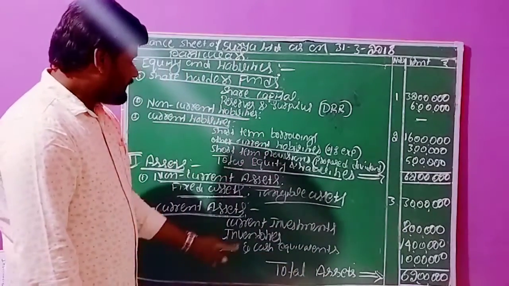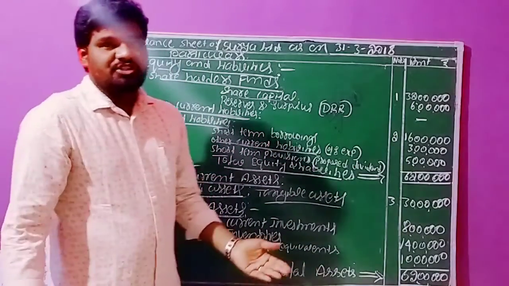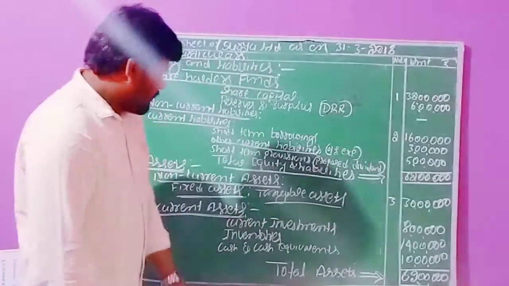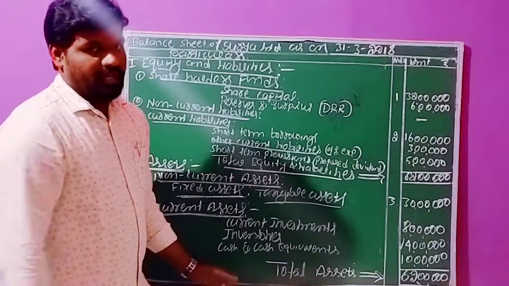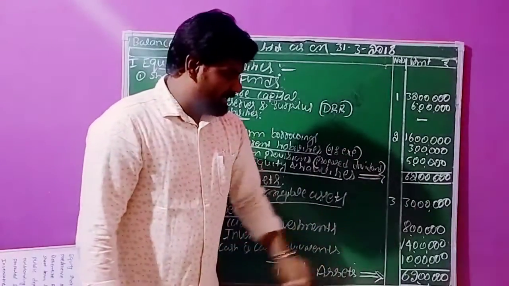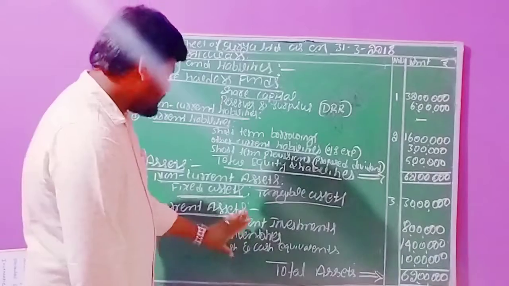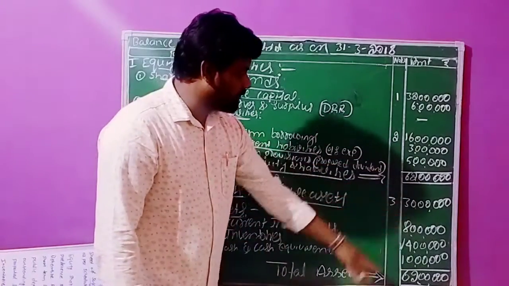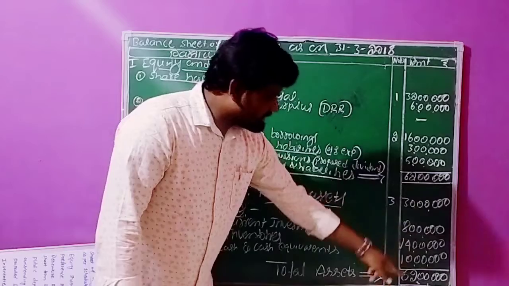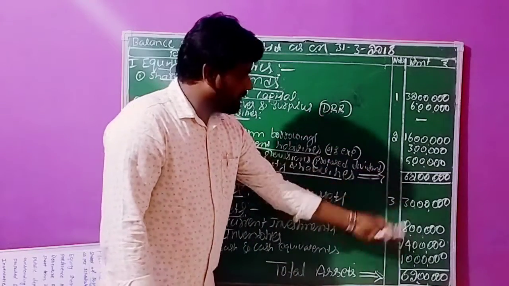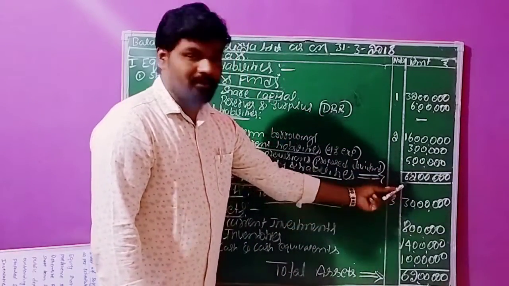The next one, inventories. Inventories means nothing but stock. The stock value is 14 lakhs rupees. And they gave the cash balance. Cash balance means nothing but cash and cash equivalents, totally 10 lakhs rupees. So this is some information regarding these assets. Now you have to make the total balance of assets, totally 62 lakhs. So always assets are equal to liabilities.